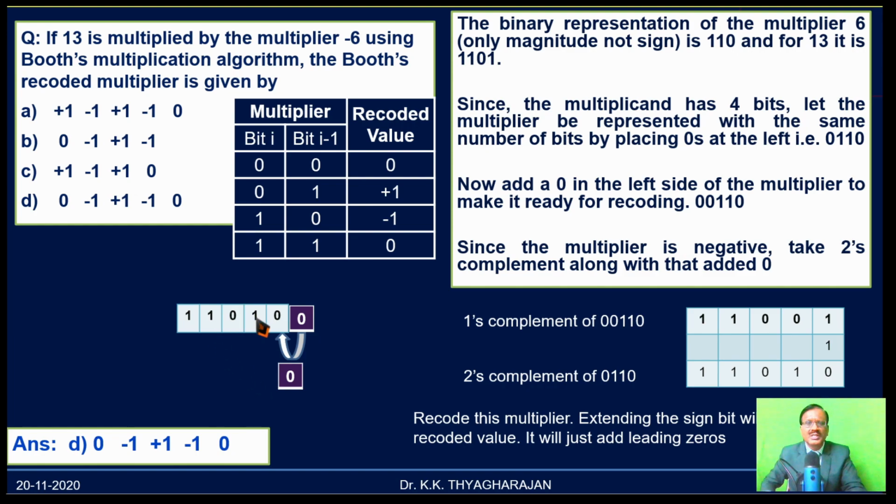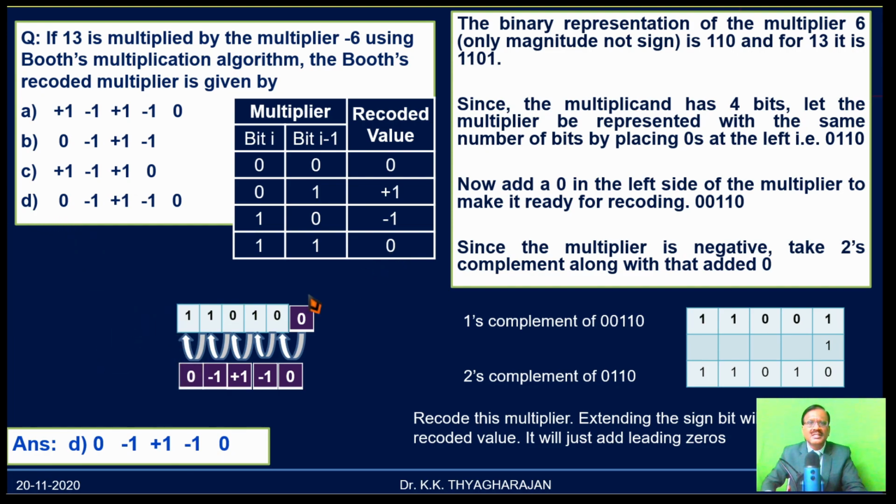Then the next combination is 1, 0. 1, 0 means it should be recoded as -1. So -1. Then the next combination is 0, 1. So that 0 should be recoded as +1. Similarly, 1 0 should be recoded as -1. Then the last combination 1 1 is recoded as 0.